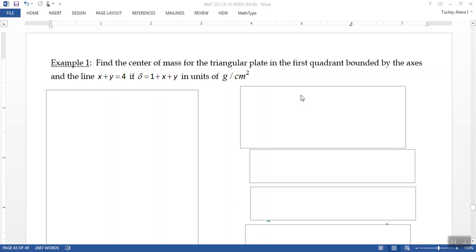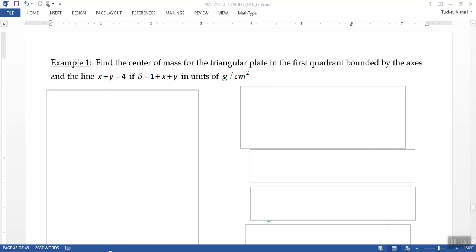So now that we've looked at these concepts and ideas of finding the center of mass in moments, let's actually do an example of one. We're going to find the center of mass for the triangular plate in the first quadrant bounded by the axes and the line x plus y equals 4 if delta is 1 plus x plus y, so that's our density function, in the units of grams per centimeter squared.